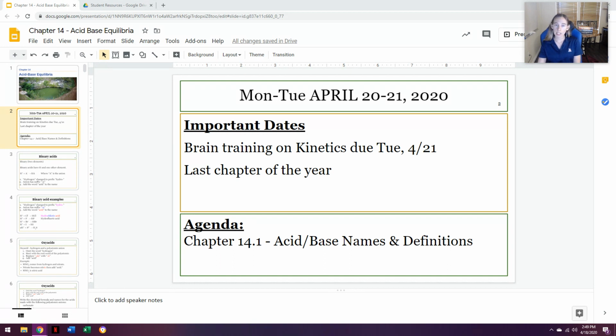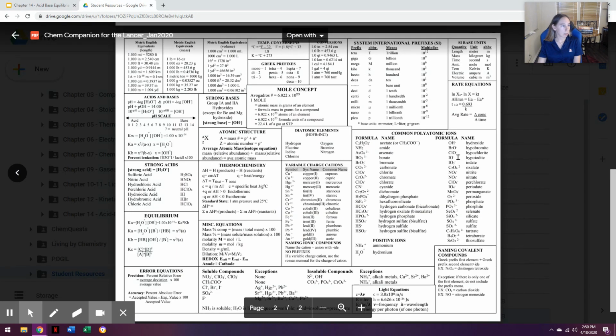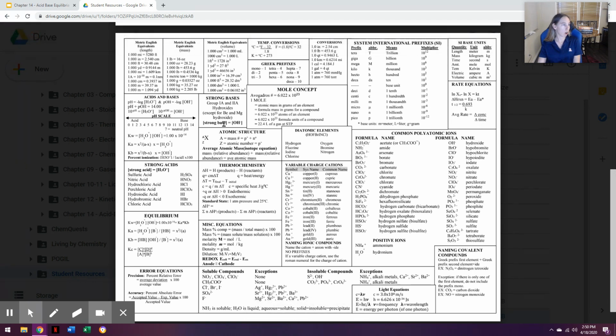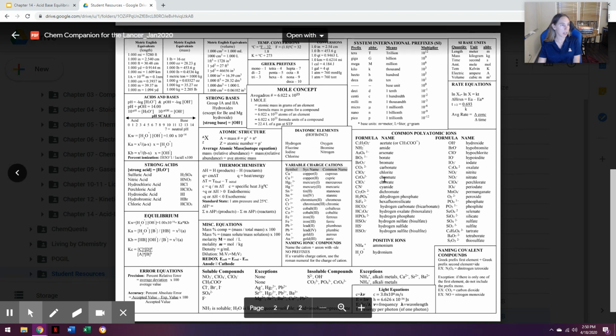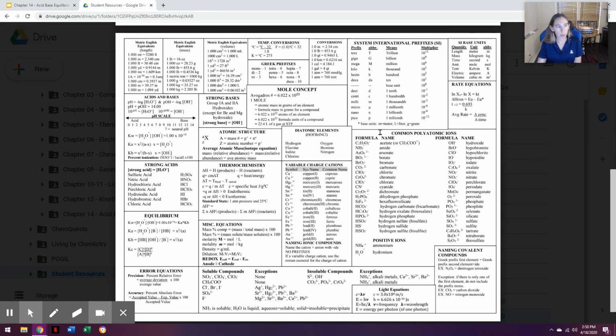Today, we are learning the names of acids and bases, their nomenclature is what that means, and definitions of each. So please get out your periodic table like I have mine here and keep your common polyatomic ion list handy. We're also, throughout this whole chapter, looking at this acids and bases box, the strong bases box, and the strong acid box. So these 3 here and your common polyatomic ions are the boxes you're going to need for this unit.